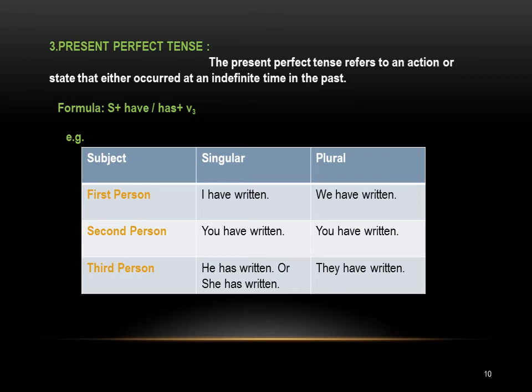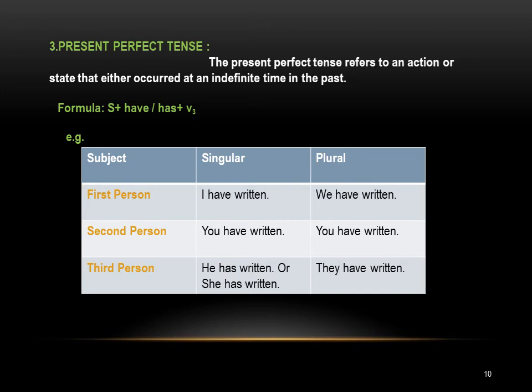Next, second person related sentence. You have written. You is the subject, have is the helping verb, written is the past participle form of the verb. Next column, plural column: you have written. You, second person, is the subject, have is the helping verb, written. V3 means the past participle form of the verb.